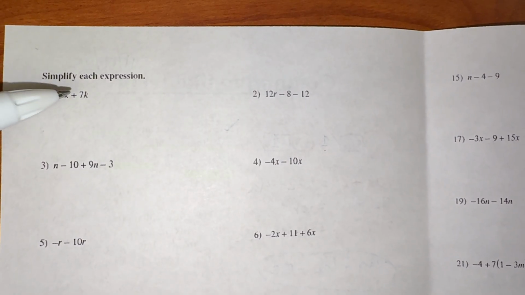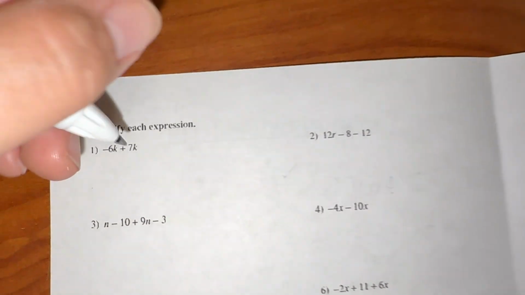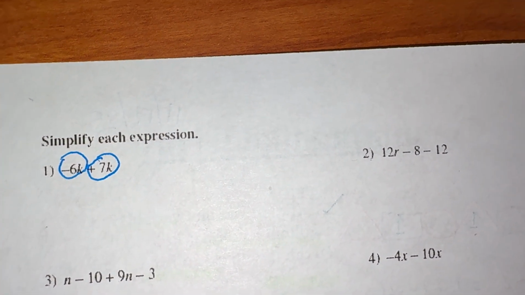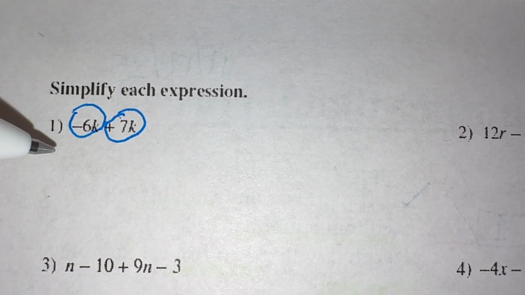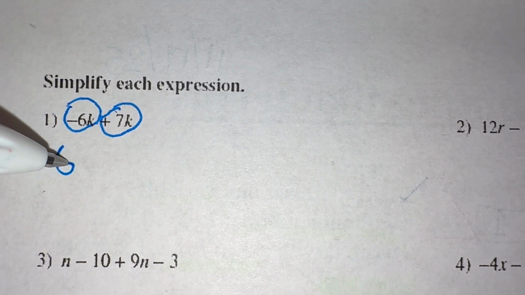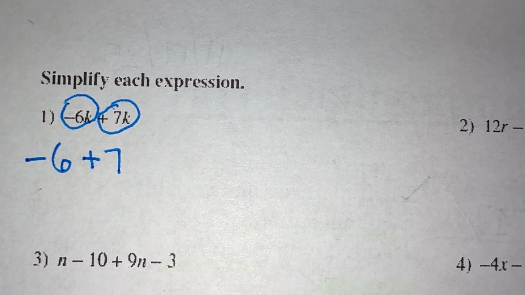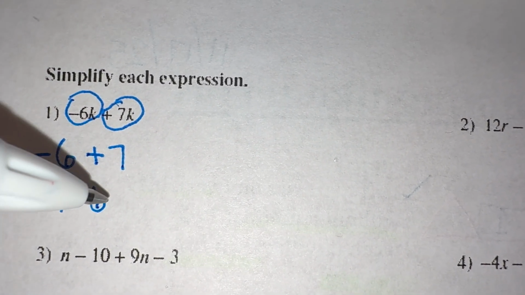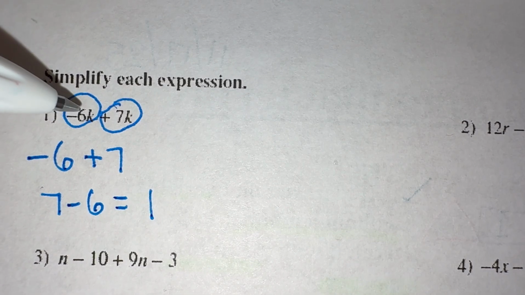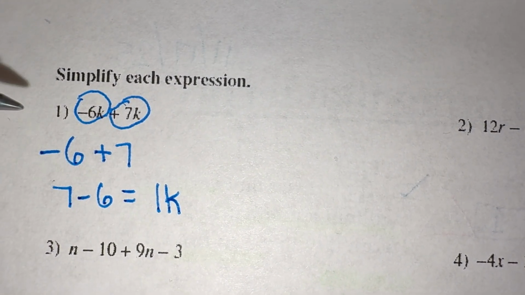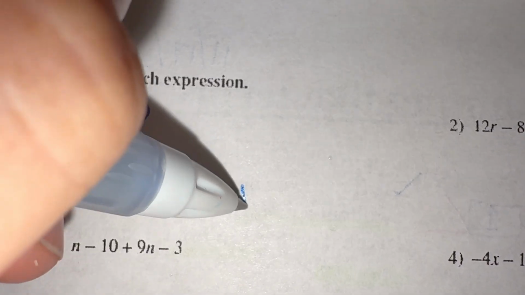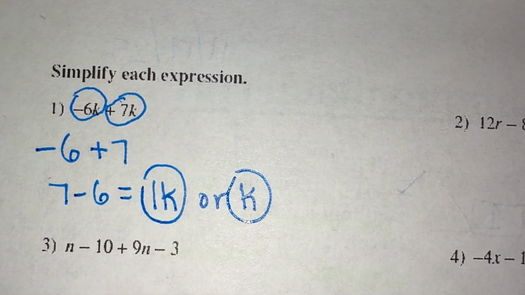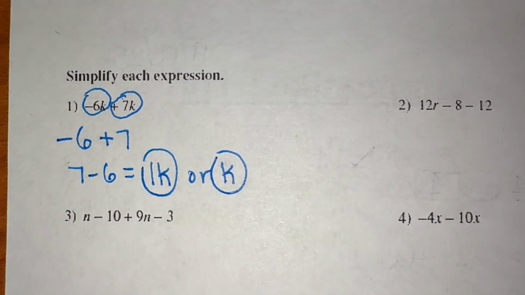We have a negative 6k and a 7k. Now these are the same because they both have k. So I'm just circling those two. So I have two that are both k. So I'm just going to go ahead and add up those amounts. Negative 6 plus 7 is the same as subtracting 7 minus 6, which is 1. And the variable was k. So your answer will be 1k or k. Both answers are correct because, remember, in front of a variable, the invisible number is 1.